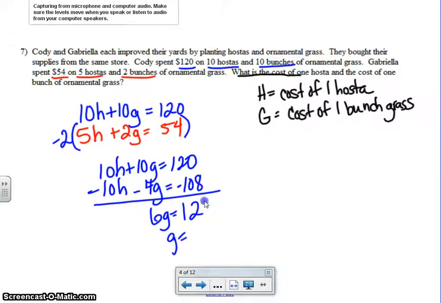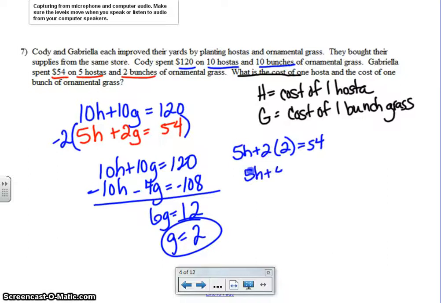And apparently g, which represents the bunch of grass, is $2. Now we've got to go back and find the cost of a hosta, so I'm going to use the red equation. 5 hostas plus 2 bunches of grass, which we now know is $2, is $54. So if I solve that, oh, that comes out nice. Remember, these are going to, whoops, it's a 4. These are going to come out really beautiful. A hosta, apparently a pricier item, is going to cost $10.